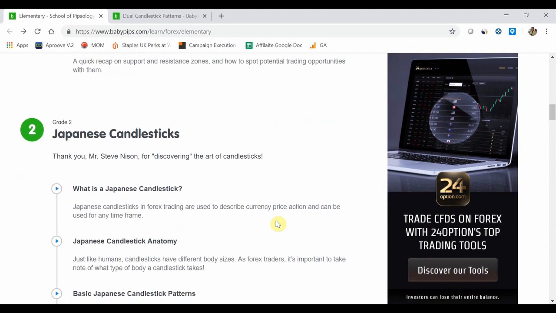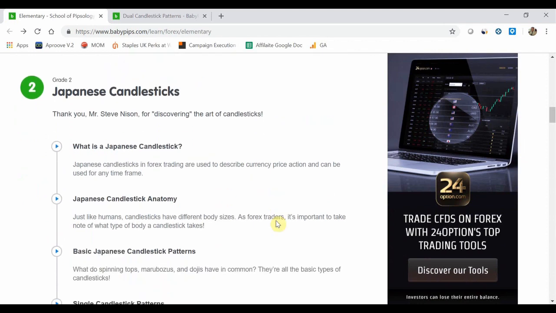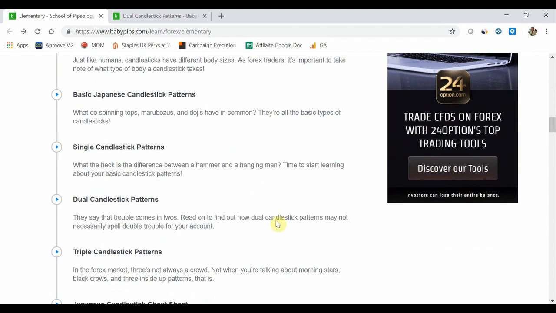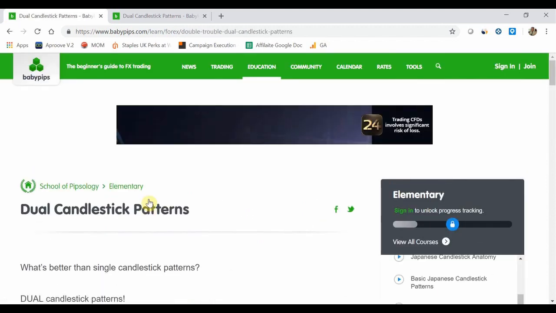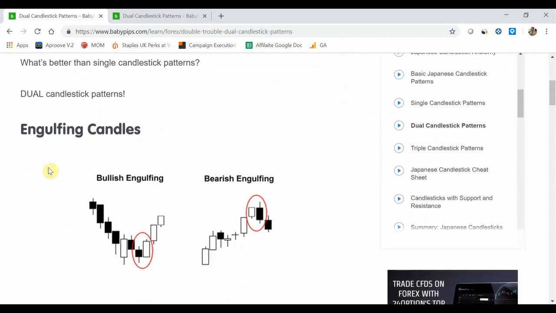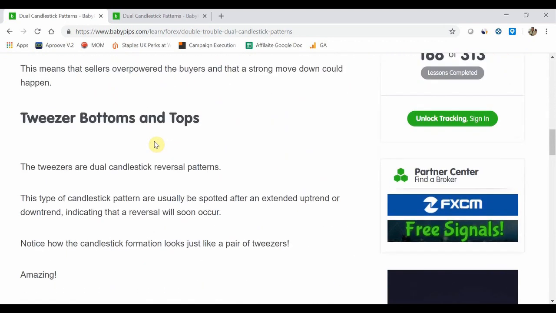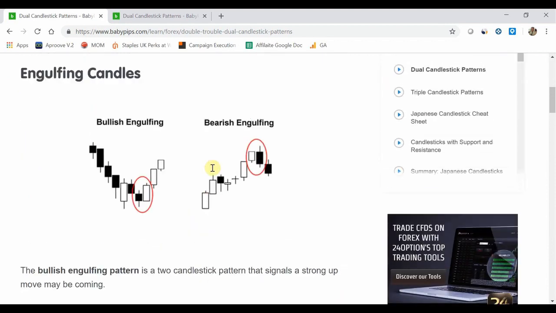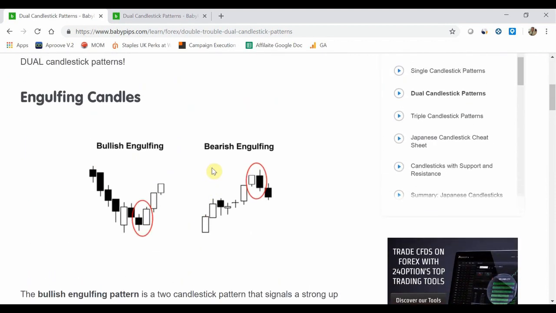We are continuing on with the elementary school. We are in grade 2 talking about Japanese candlesticks, and this particular video talks about dual candlestick patterns. These are two candlestick patterns, and in this Babypips tutorial they talk about engulfing candles, tweezer bottoms and tweezer tops.